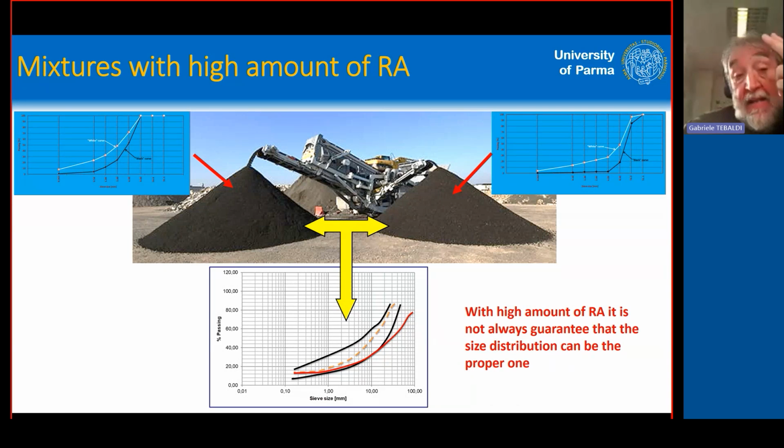Again, considering the stability of the size distribution, when we face the challenge to put together a mixture with a high amount of RAP, we have to check if we are able to obtain the size distribution, because it's not always guaranteed that with the size distribution of the RAP we can reach the required size distribution, due to the size of the RAP. Maybe there are too many cores, not enough cores, or whatever. So we always have to remember to check if we can reach the required size distribution.